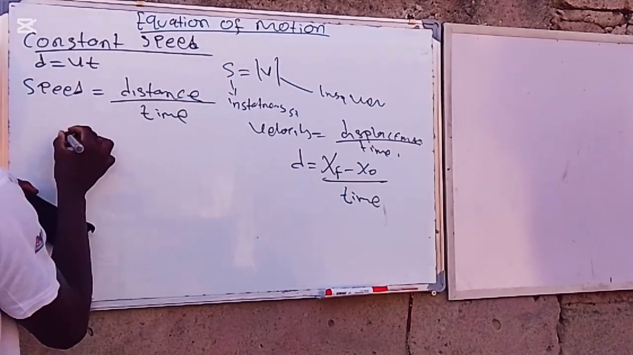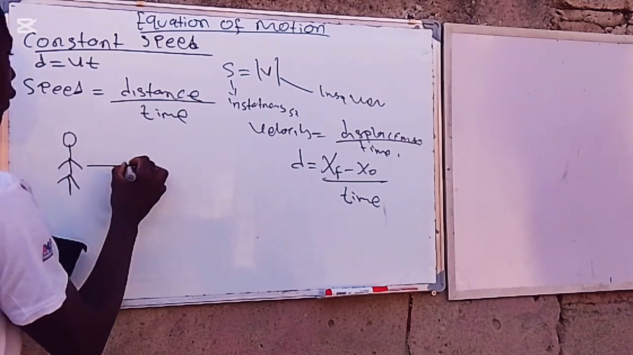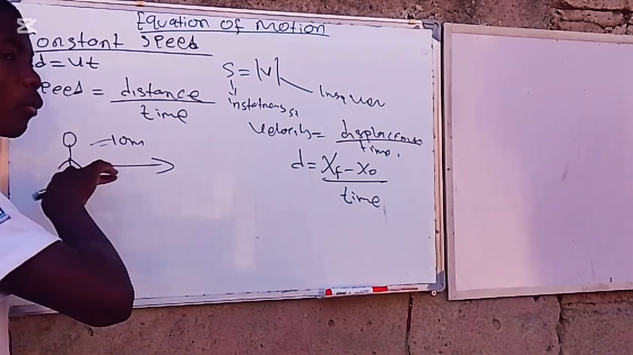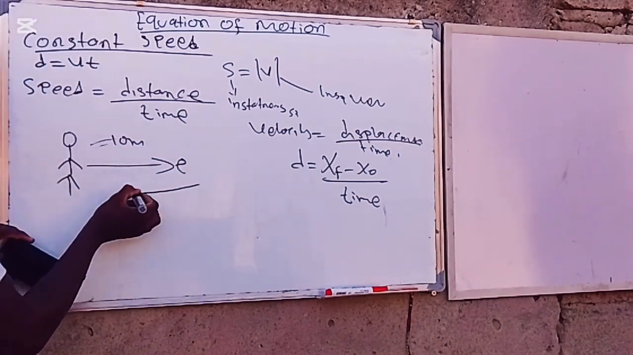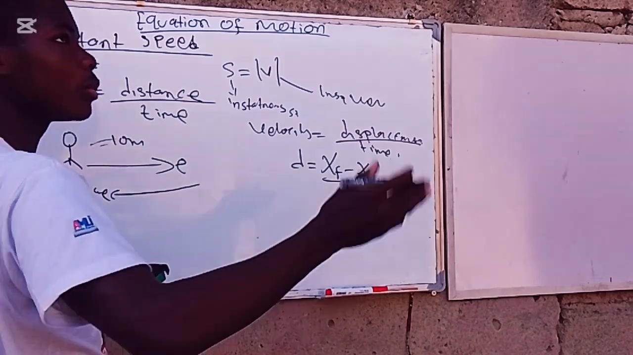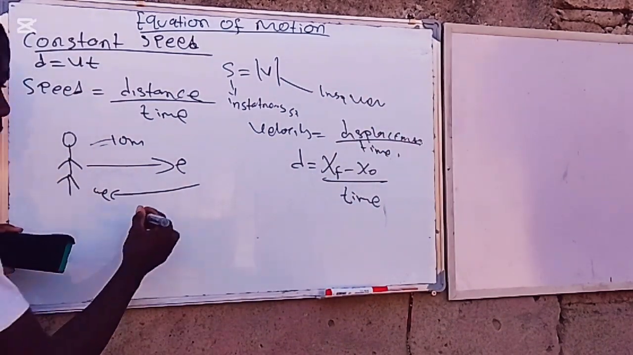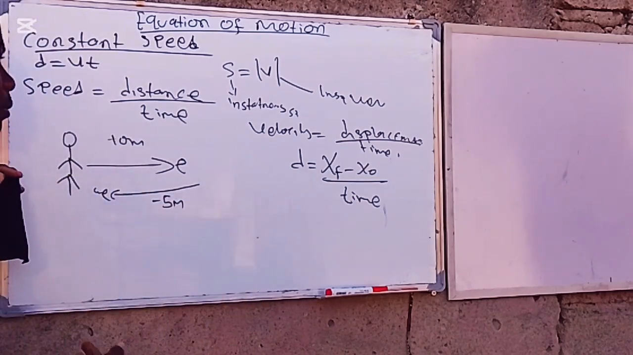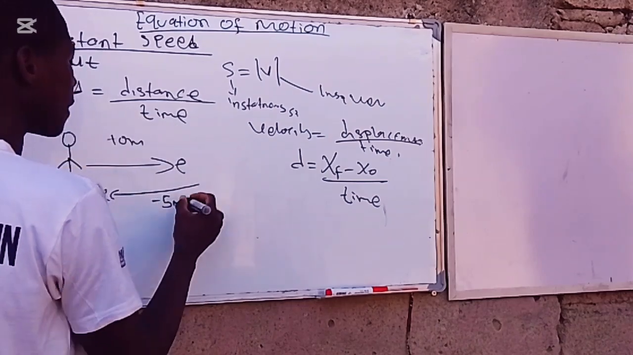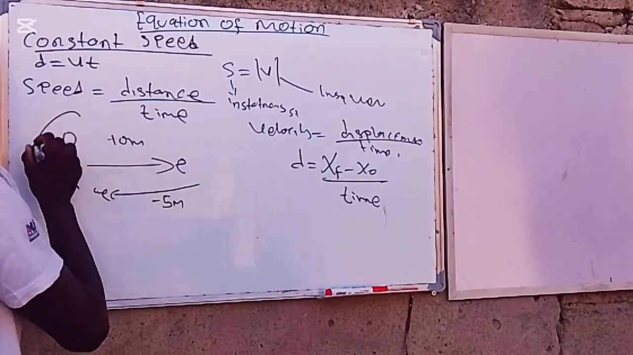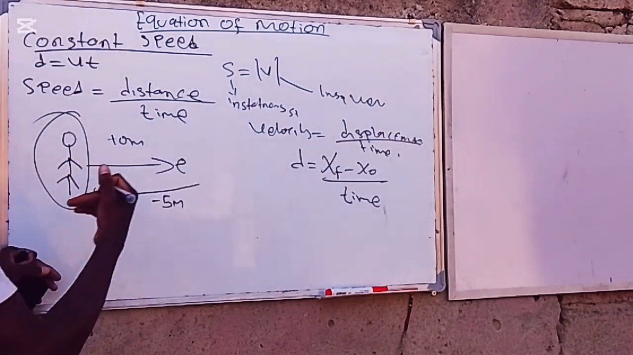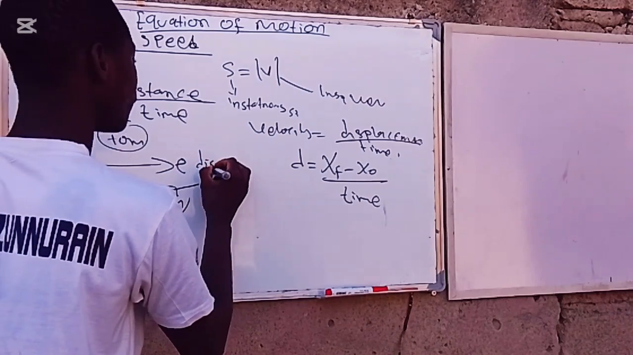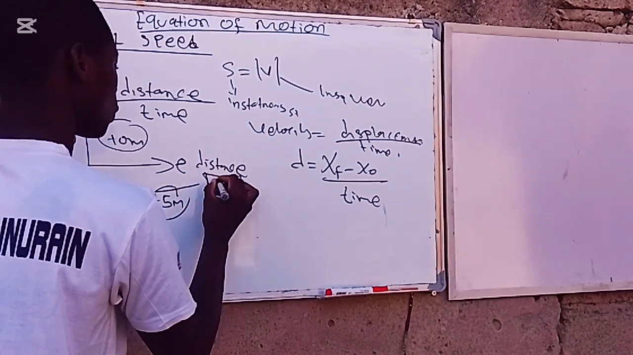So first, I am given, let's say, a person moving to a position of 10 meters, to the east, and then he comes back to the west at 5 meters. You all know that the direction going this way is negative. If I am to find the distance of this person that is moving toward the east and coming back toward the west, I'll just sum this and this. So this should now be the distance, which is the same thing as 15.